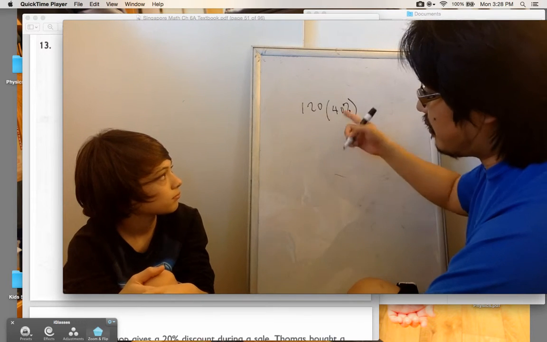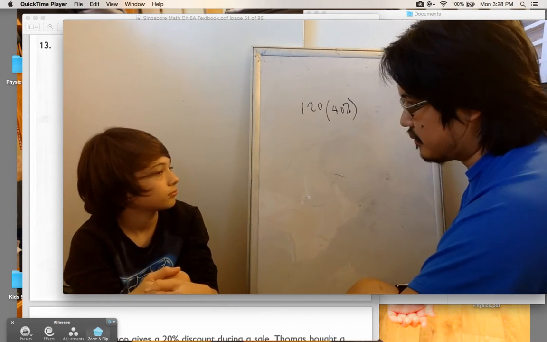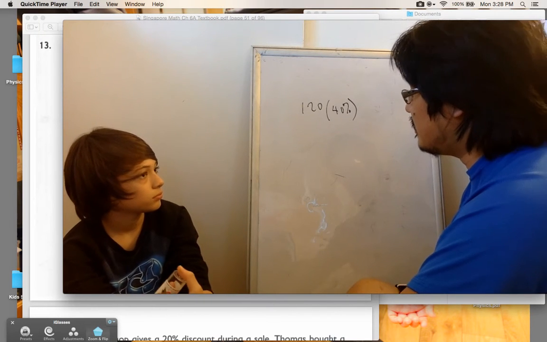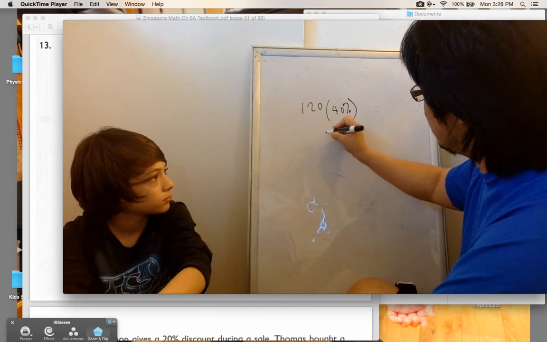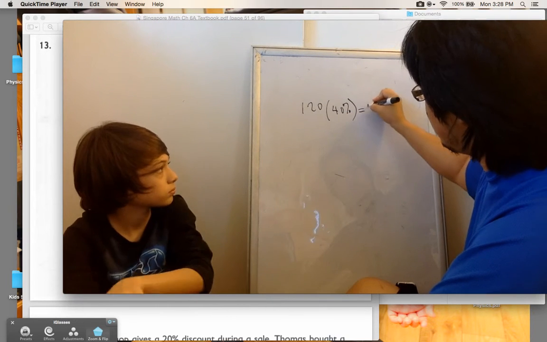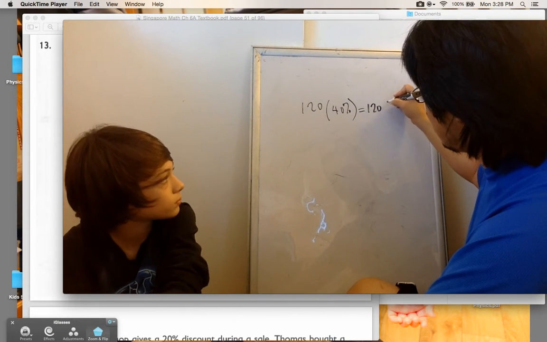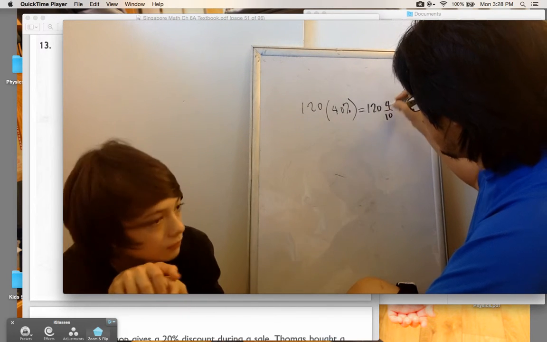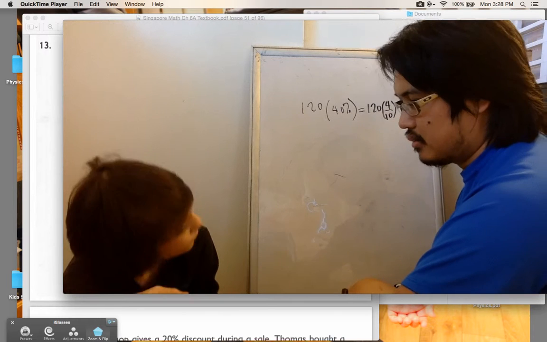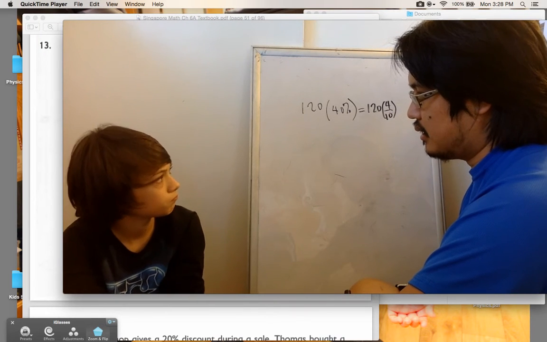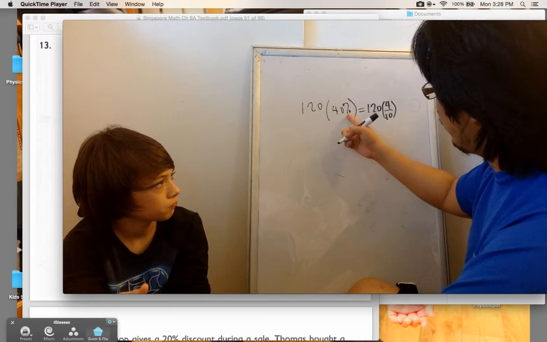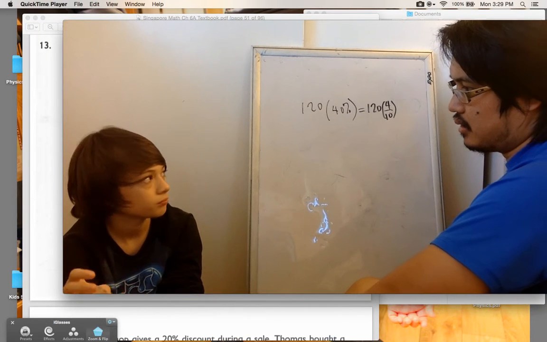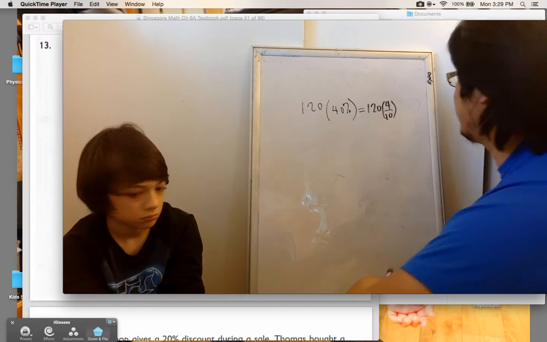He has $120 to begin with. I want to figure out what 40% of this is. To do that, you simply multiply this by 40%. You don't know how to multiply a number times a percentage yet, and I'm not going to teach it to you because it's not easy. The easiest thing to do is that's the same as 120 times 4 over 10, because 40% is the same as 4 over 10. Do you agree?